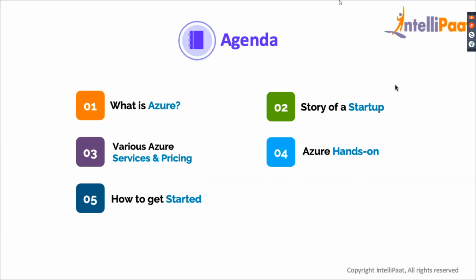First of all, we'll be discussing what Azure is exactly, and then we'll move on and talk about the story of a startup, which will make it clear how Azure is being used by industries. Then we'll talk about some of the services in Azure, understand what they mean and their names. Then we move on to our Azure hands-on section, where I'll show you how you can launch your first server in Azure. Once that is done, I'll show you how you can get started with Azure for further learning. Okay, so this is the agenda for today.